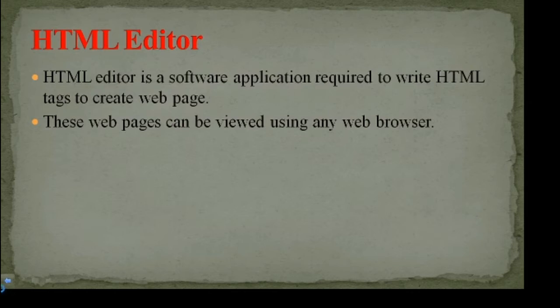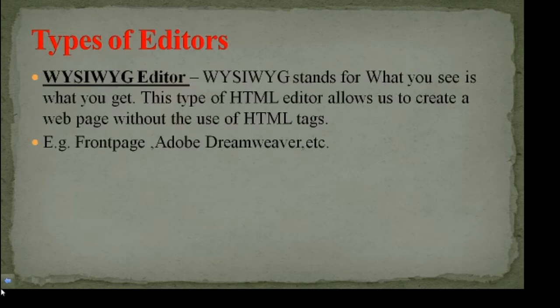There are two kinds of HTML editor. Let's see the first one. The first one is what you see is what you get, WYSIWYG. This is basically an HTML editor where you can drag and drop things and specify the content inside it. Here you won't be using HTML tags. Without knowing the content or properties of an HTML tag, you can design a web page. Examples are FrontPage and Adobe Dreamweaver, and there are numerous softwares available in the market working on this platform to develop a web page.